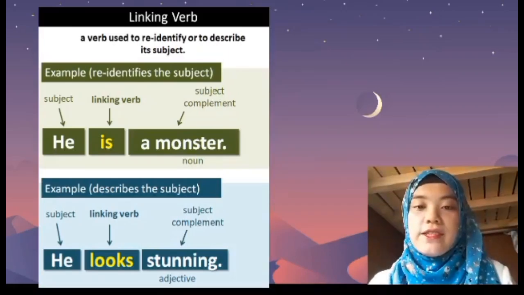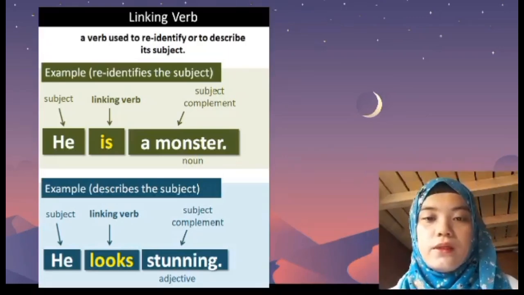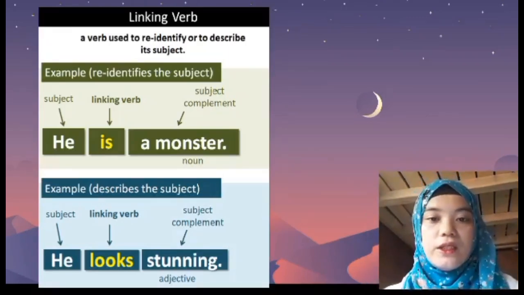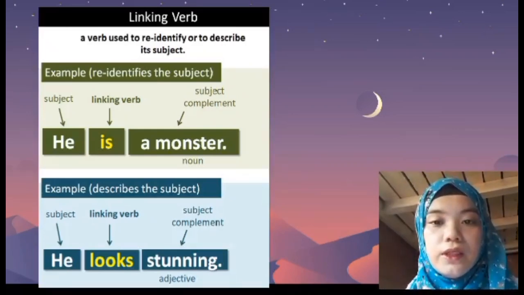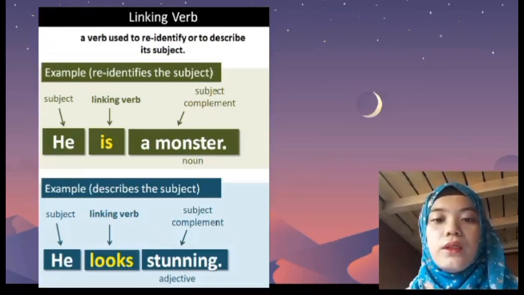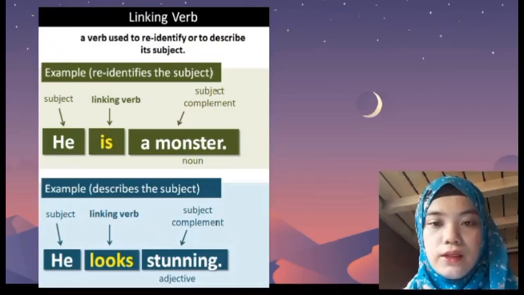Another example is, he looks stunning. So our subject here is he, our linking verb is looks, and the subject complement will be stunning.